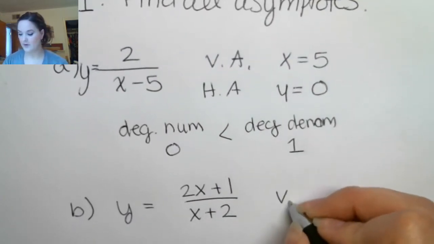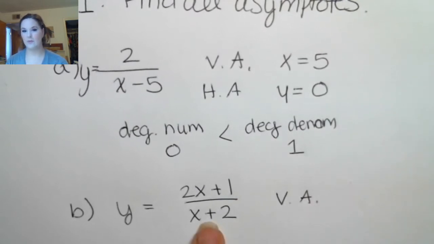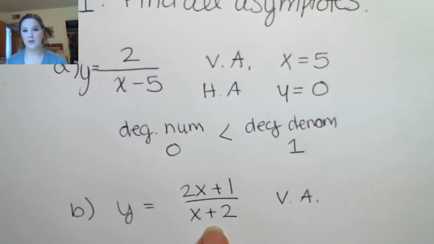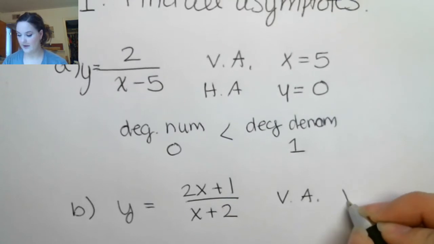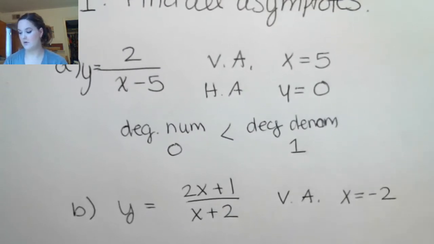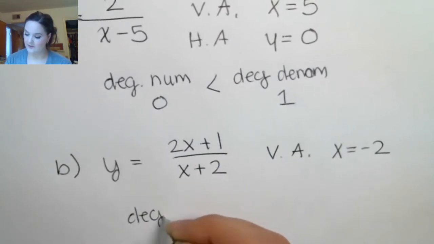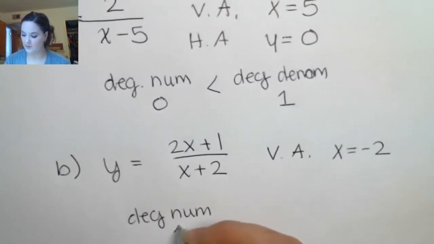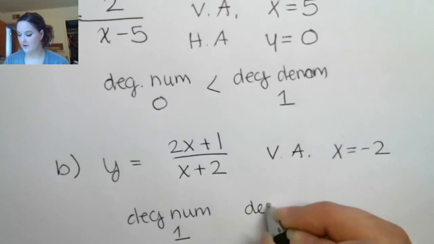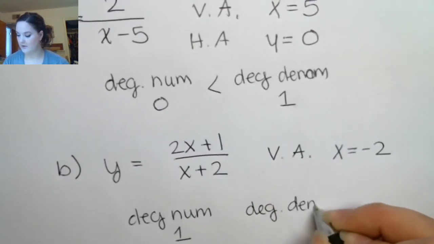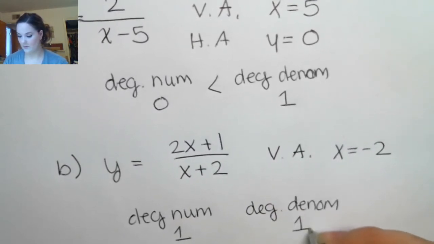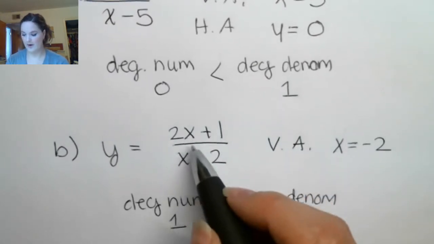Okay, so again, we're going to start with the vertical asymptotes, and that's going to come from the roots of the denominator. So here it's going to be x equals -2. And then we're going to look at the degree. So the degree of the numerator is 1, and the degree of the denominator is also 1. x to the 1 power, x to the 1 power.